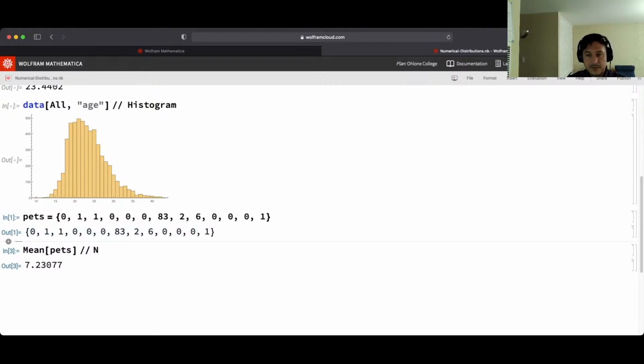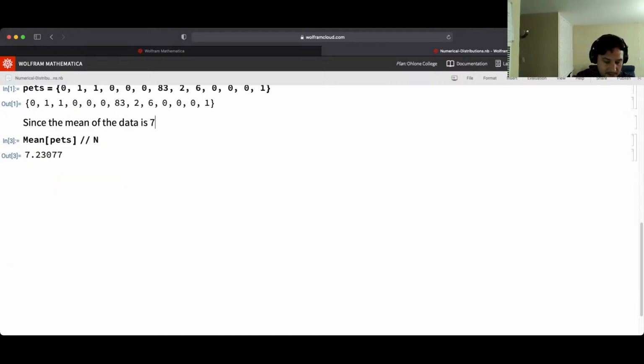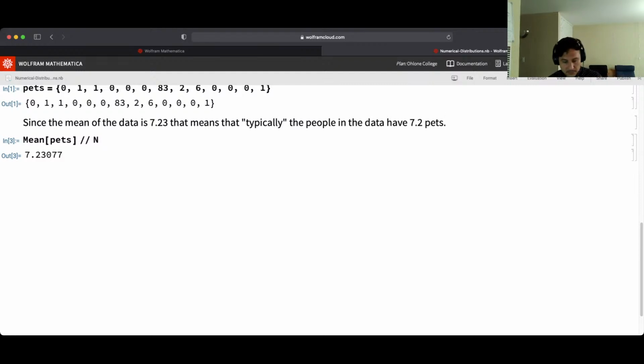So let's write that down. I'll put it on a little text thing. All right, so since the mean of the data is 7.2, that means that typically the people in the data have 7.2 pets. How well can we see this? Is the font large enough, or should I make it bigger? It's good. Okay, cool. I want to make sure that you can read it. I also don't want to make it too big because then you can't see everything, right?